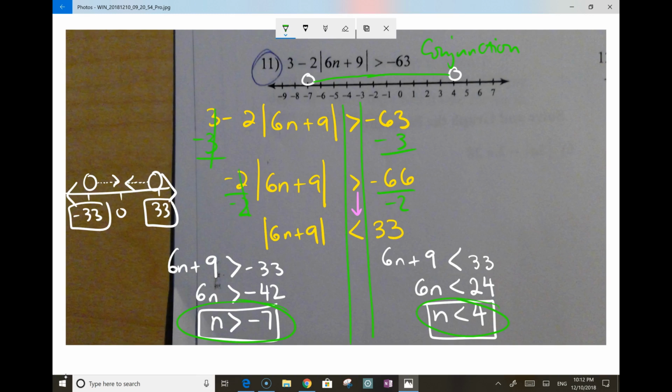And with that, we have reached the end of the video and of the review of learning targets 1 through 4, covering integer operations all the way up to solving and graphing and understanding absolute value equations and inequalities.